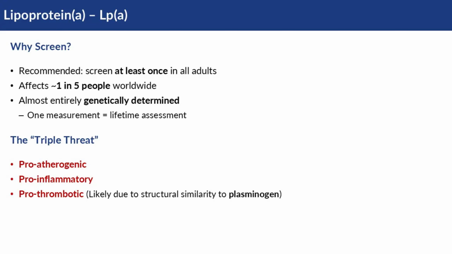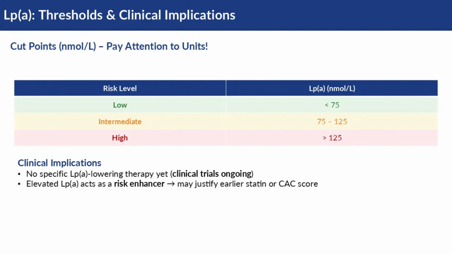Beyond standard lipid panels, screening for lipoprotein A, or LPA, at least once in adults is now recommended, given its prevalence as a highly atherogenic risk factor. Affecting an estimated 1 in 5 people worldwide, LPA is almost entirely genetically determined, meaning a single measurement can suffice for a lifetime assessment. It's considered a triple threat, contributing to pro-atherogenic, pro-inflammatory, and pro-thrombotic mechanisms, likely due to its structural similarity to plasminogen. Clinicians must pay close attention to units and thresholds, as they can often cause confusion.